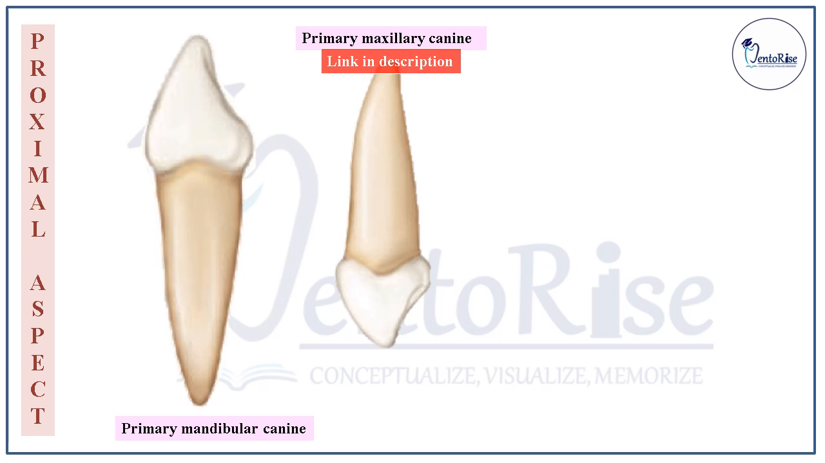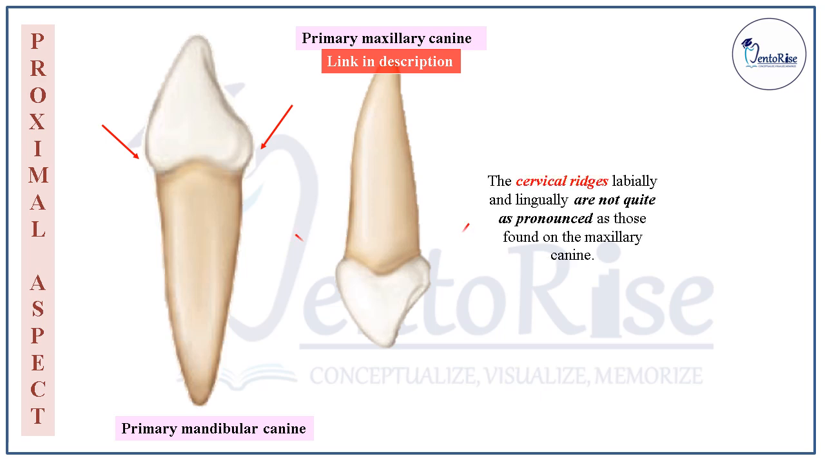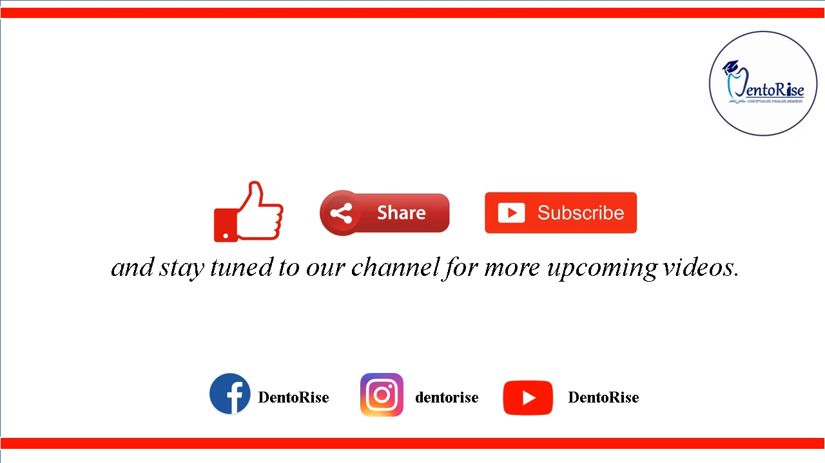Also, in the primary mandibular canine, the cervical ridges labially as well as lingually are not quite as pronounced as those found on the maxillary canine. You can observe in the figure. So, this was in short the features of primary mandibular canine, differentiating it from that of primary maxillary canine.